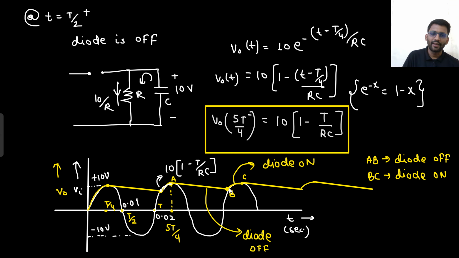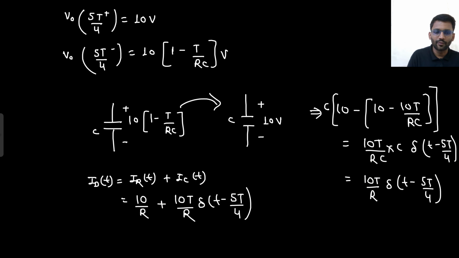And this will keep on happening at this time, at this time. So after every time period t, this much of window, from here to here, will keep on repeating. After every time period t, this will keep on repeating. What is my output waveform? Output waveform is this. So I can draw my output waveform.